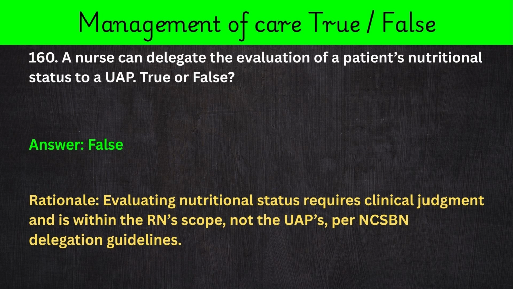160. A nurse can delegate the evaluation of a patient's nutritional status to a UAP. True or false? Answer: false. Rationale: evaluating nutritional status requires clinical judgment and is within the RN scope, not the UAP's, per NCLEX-PN delegation guidelines.